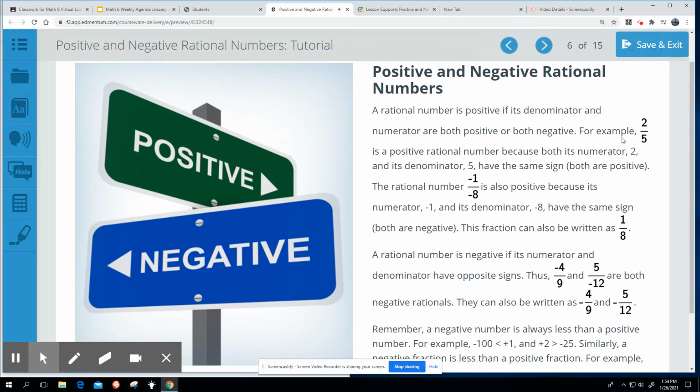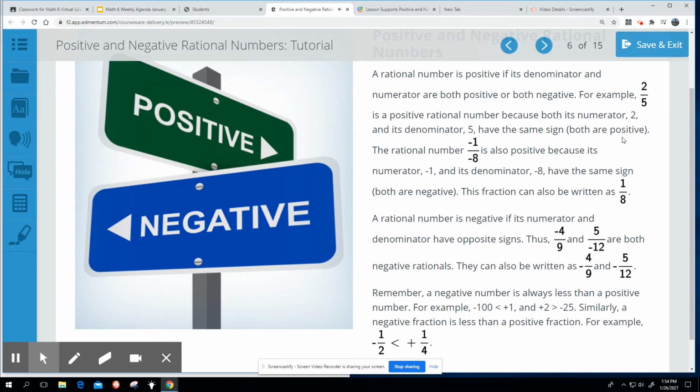Positive and negative rational numbers. A rational number is positive if its denominator and numerator are both positive or both negative. For example, 2 over 5 is a positive rational number because both its numerator 2 and its denominator 5 have the same sign. Both are positive. The rational number -1 over -8 is also positive because its numerator, -1, and its denominator, -8, have the same sign. Both are negative. This fraction can also be written as 1/8.